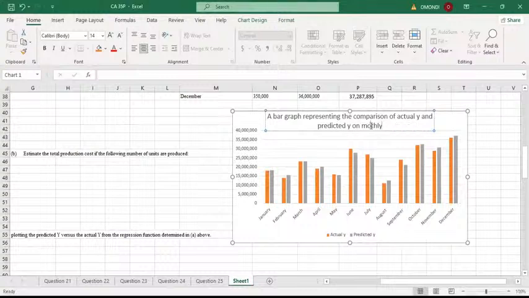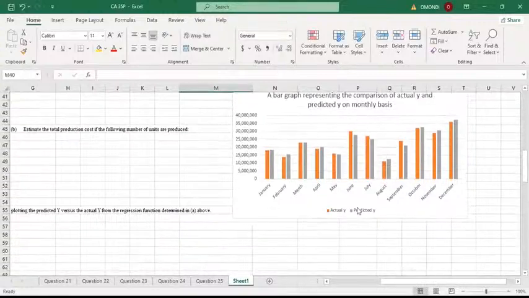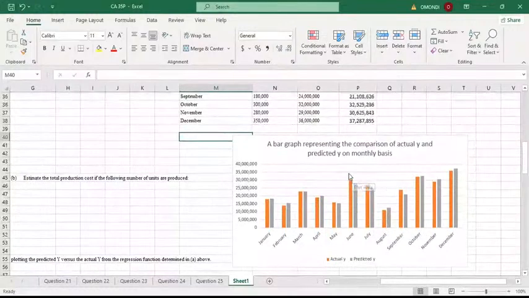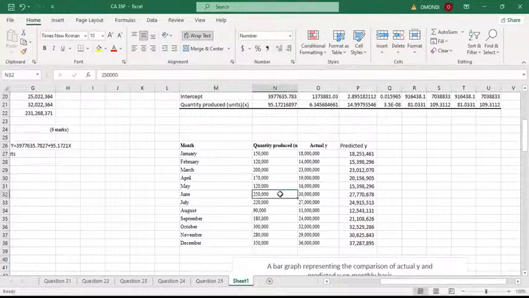On a monthly basis, something like that can just be the title for the chart. So by doing that, you've been able to answer all those questions. And remember this question number 25 carried 20 marks. So in today's lesson, I have given you 20 marks for the data analytics paper.